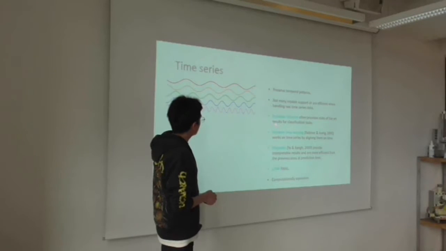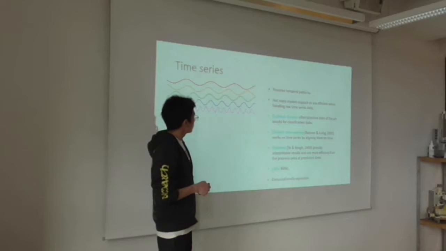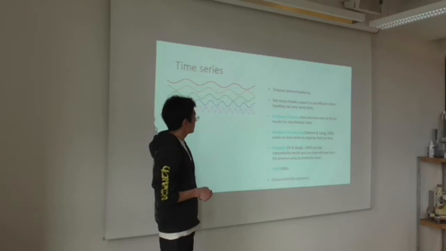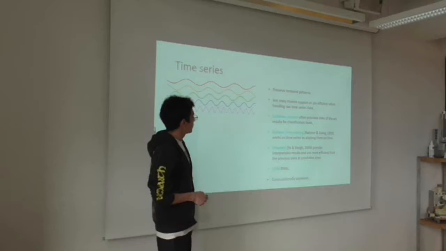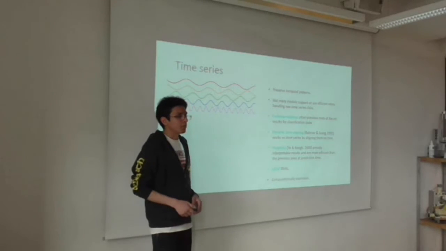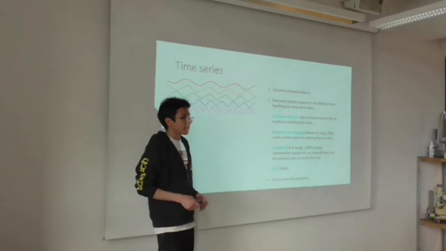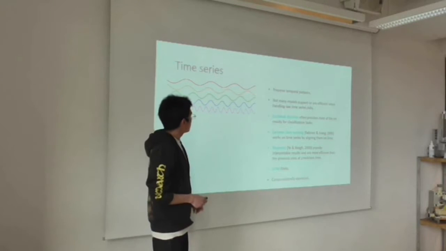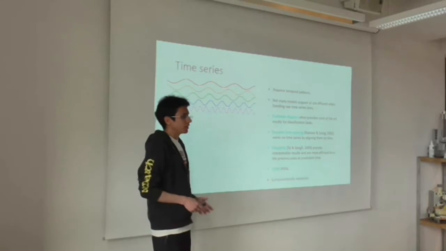And there are some methods that are suitable for time series classification. For example, just the Euclidean distance. So this is a very simple method, but surprisingly, it provides sometimes state-of-the-art results for classification tasks. So you just need to compare your query time series data against your database, and you just assign the label of the closest time series.